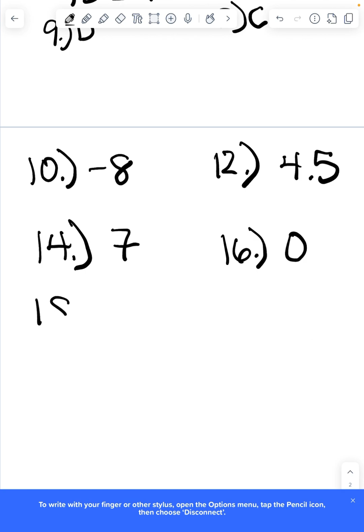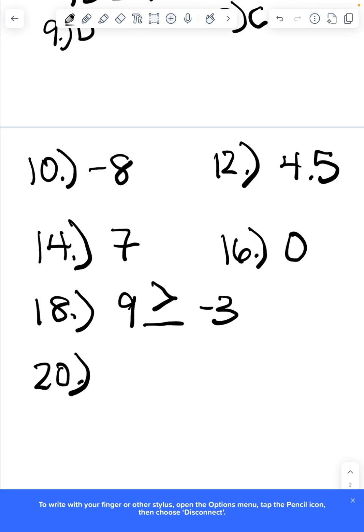Number 18, new directions. Compare using less than or greater than. So number 18, we're comparing 9 to -3. 9, a positive 9, is greater than -3. Number 20, we're comparing -4 to 2. I'm actually not going to put that line in there anymore because this makes it look like greater than or equal to, which is not what I'm going for. So compare with a less than or a greater than. -4 is less than +2.